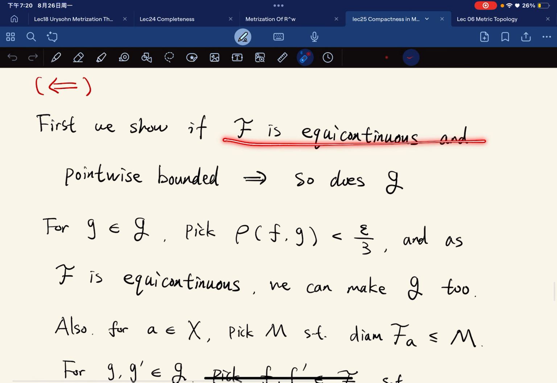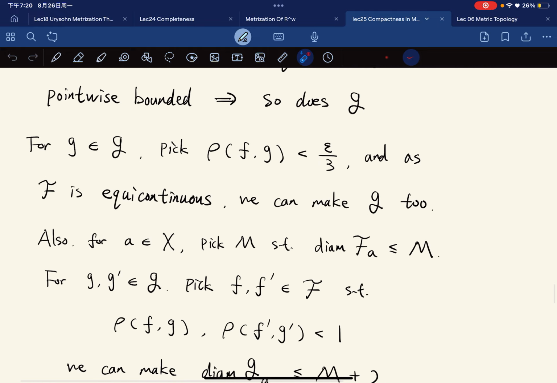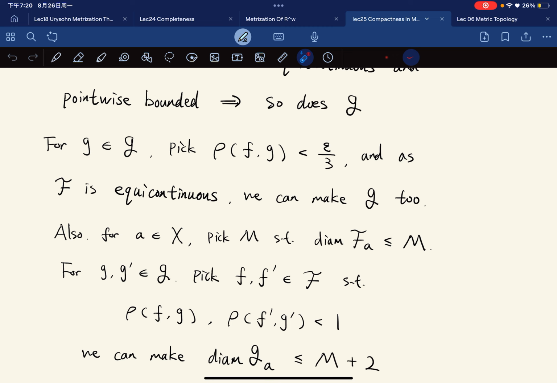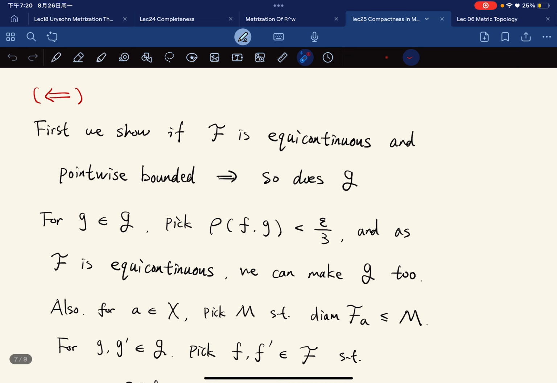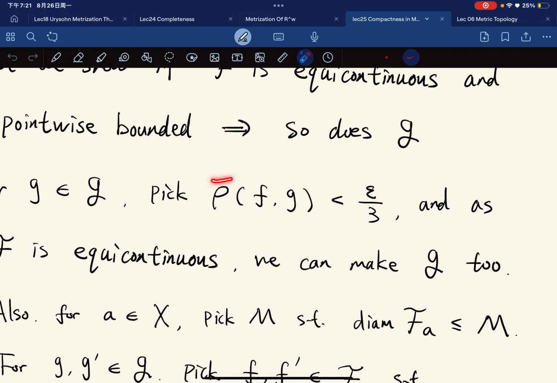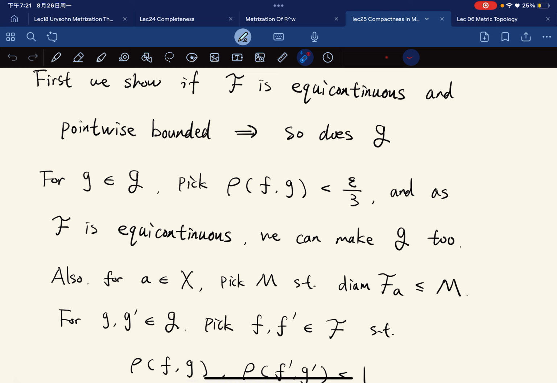Well, first we show that if F is equicontinuous and pointwise bounded, then so is the closure G. This is easy. For g in G, because it's in the closure, we can pick a function in F that is arbitrarily close to it, and because F is equicontinuous, this makes G equicontinuous, just by this relation, using the given condition that F is equicontinuous. This is an exercise for you. Remember this. And rho and rho bar give the same topology, so a neighborhood in rho gives another neighborhood in rho bar, since they give the same topology.